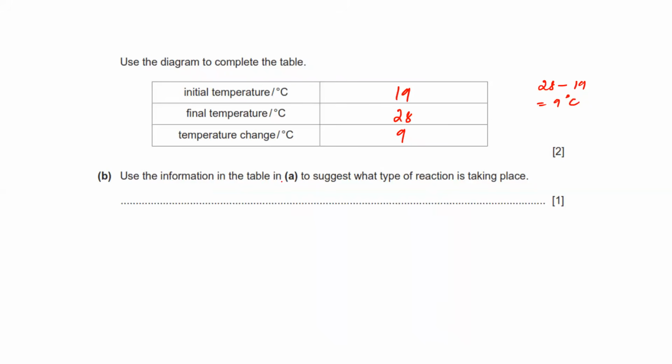Use the information in the table in A to state the type of reaction taking place. It is acid plus base giving salt plus water, a titration reaction, or an exothermic reaction. So it is a titration reaction, and this is also an exothermic reaction. From the information in table 1, there is a change in temperature. So the better suited answer is to write exothermic over here.